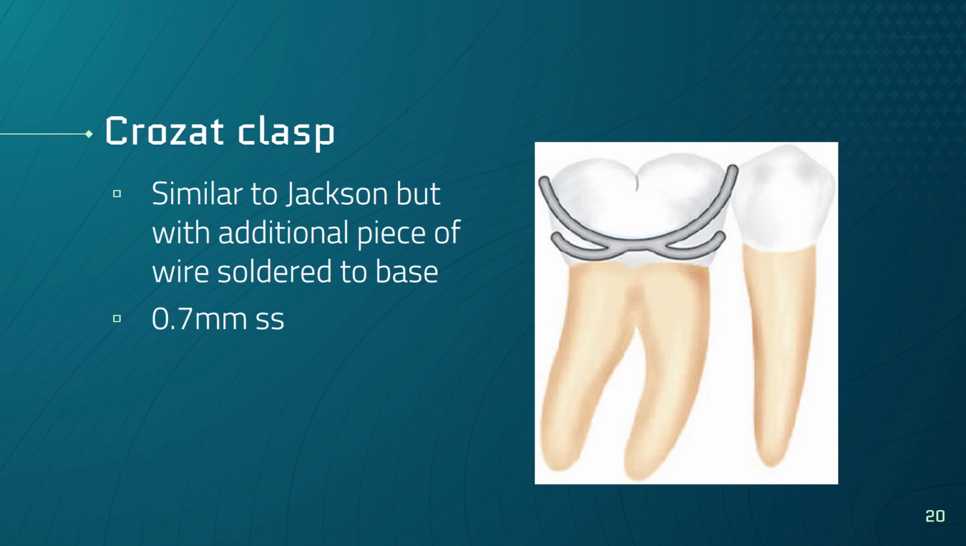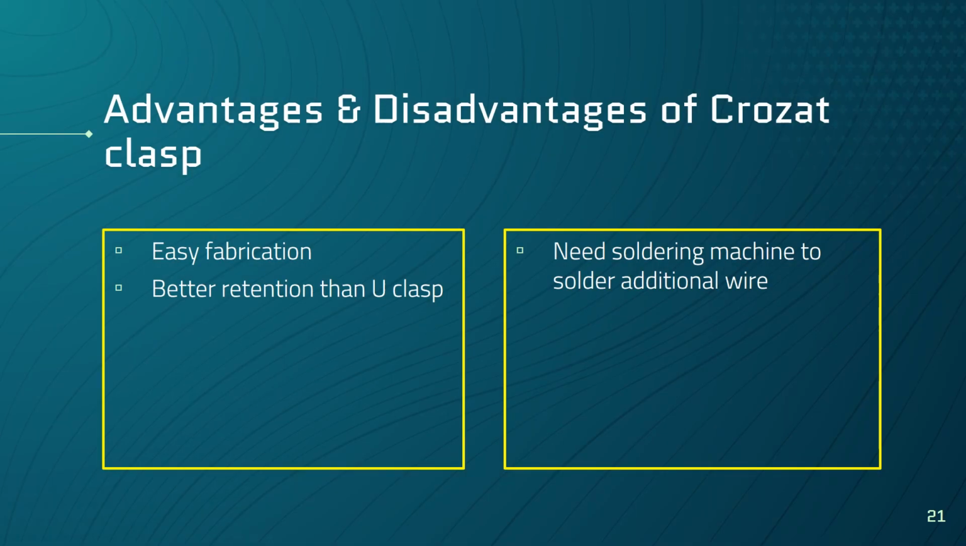The Crozat clasp is similar to the Jackson clasp but with an additional piece of wire which is soldered to the main wire and is also made from 0.7 millimeter hard stainless steel wire. Now the advantage of a Crozat clasp is it's easy to fabricate and the retention is better compared to a U clasp. But the disadvantage is you need a soldering machine to solder the additional wire.